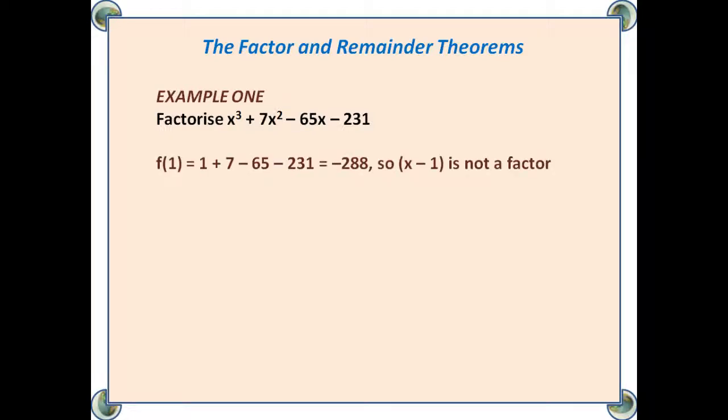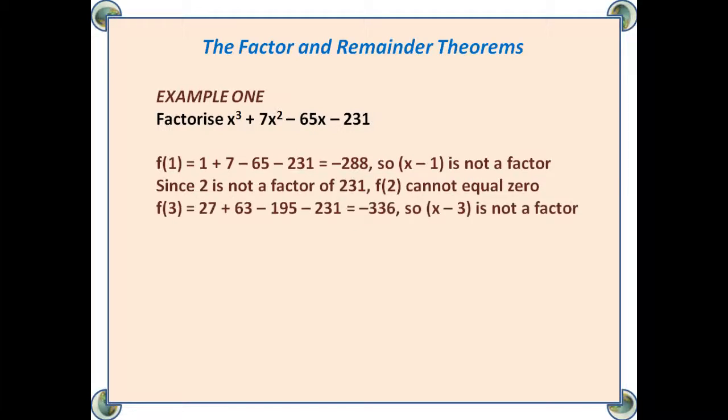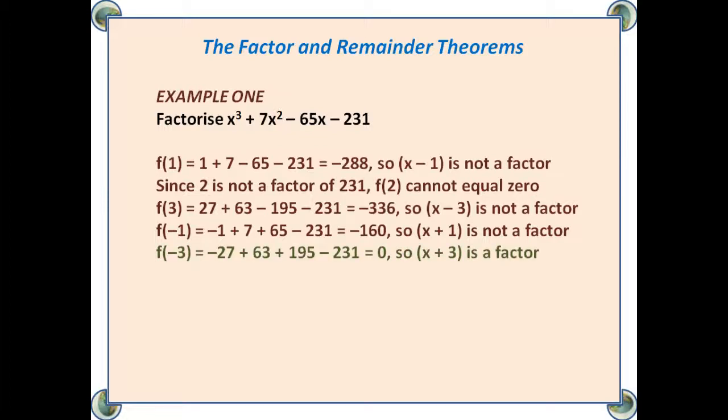Substituting the number 1, we get minus 288, so x minus 1 is not a factor. There's no point trying 2, because 2 isn't a factor of 231. f of 3 is minus 336, so x minus 3 is not a factor. Let's try some negative numbers. f of minus 1 is minus 160, so x plus 1 is not a factor. f of minus 3 is 0. That means x plus 3 is a factor.